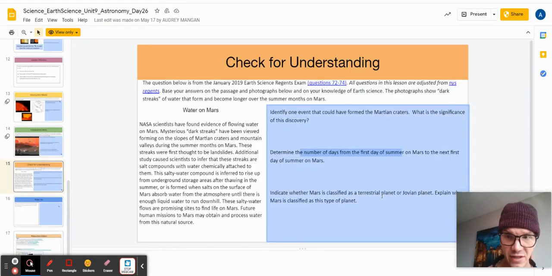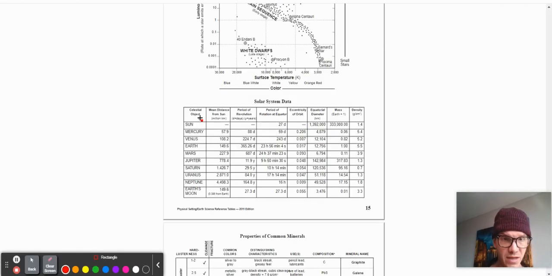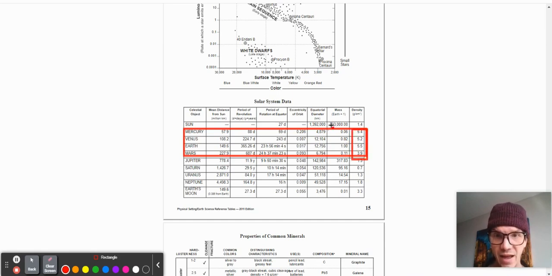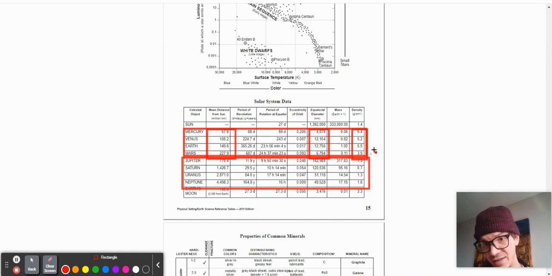And lastly, has to do with terrestrial or Jovian planets. We talked about this a number of lessons back, but remember our first four planets are going to be the terrestrial planets, and characteristics of them: they're going to have higher densities because they have rockier surfaces, they have smaller equatorial diameters, and they are closer to the sun. Our gas giants, or our Jovian planets, are going to be the next four planets out. Things that are characteristic of them would be lower densities because they have gassy surfaces, they have larger equatorial diameters, and they are further away from the sun.